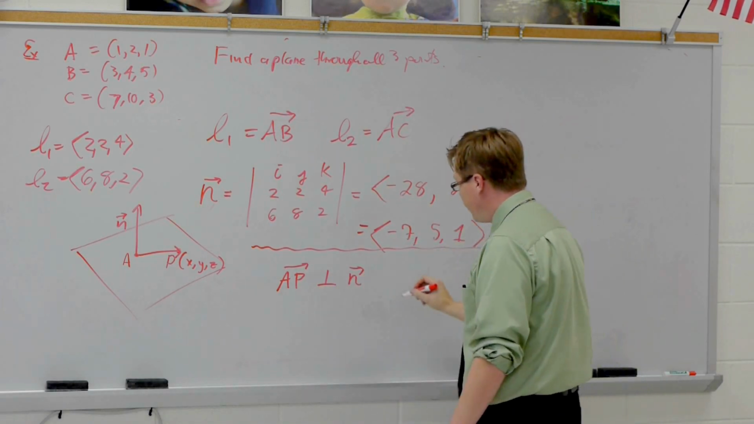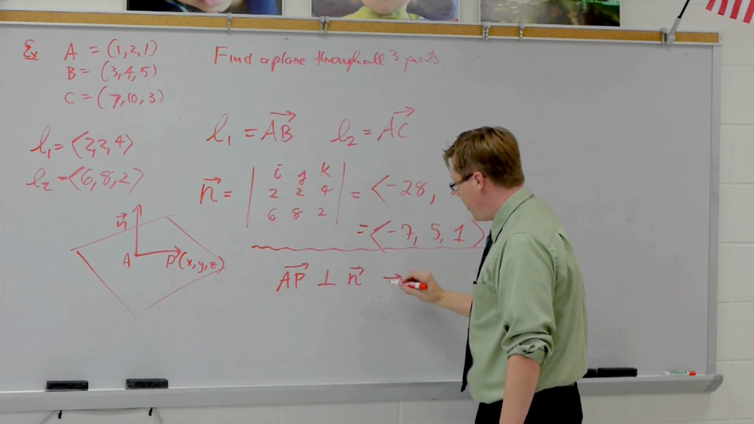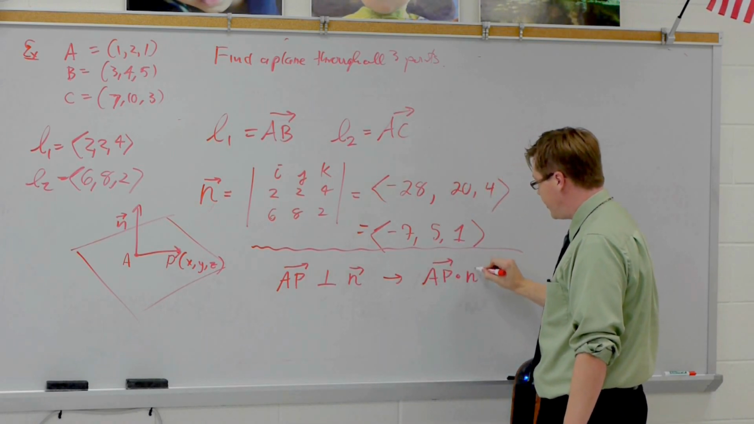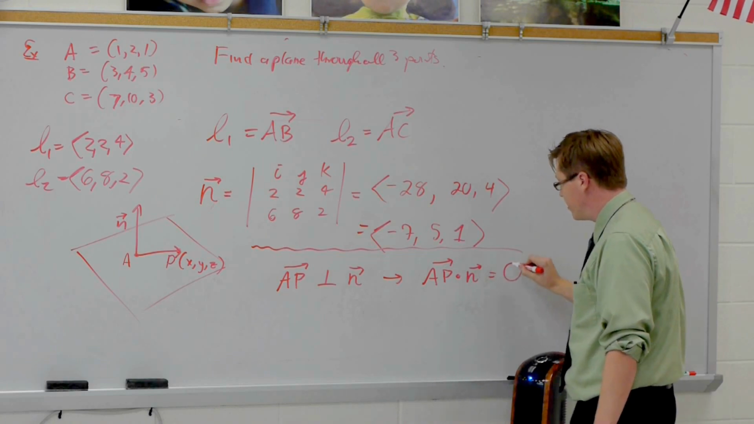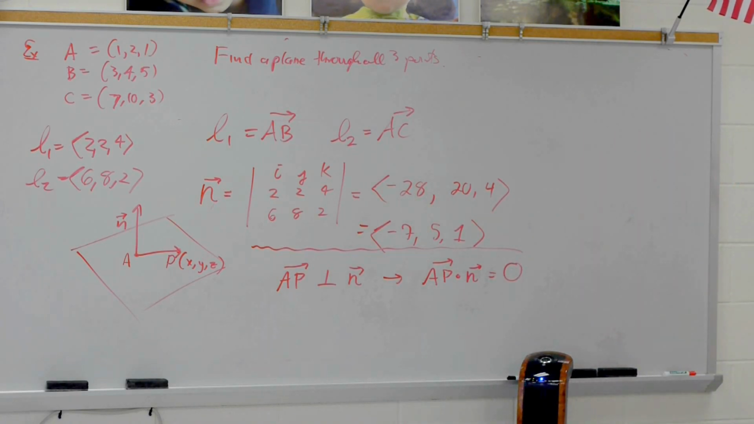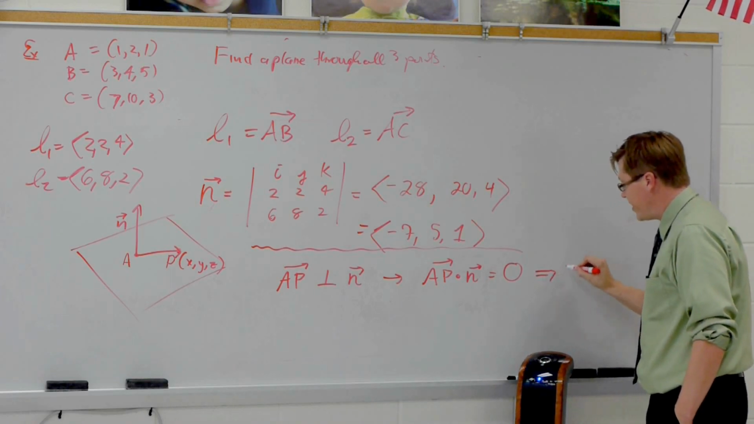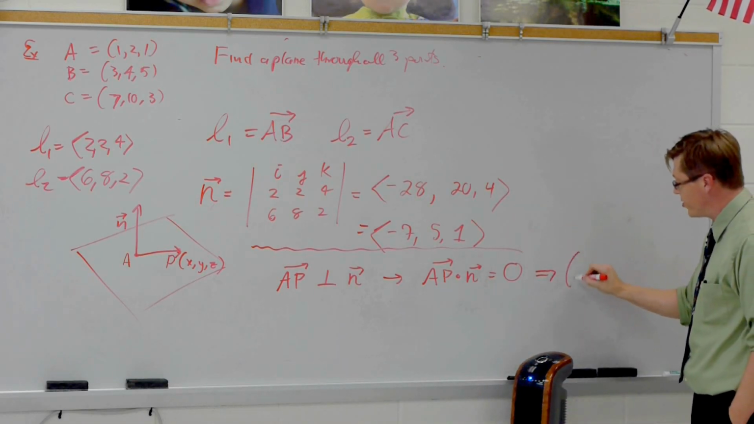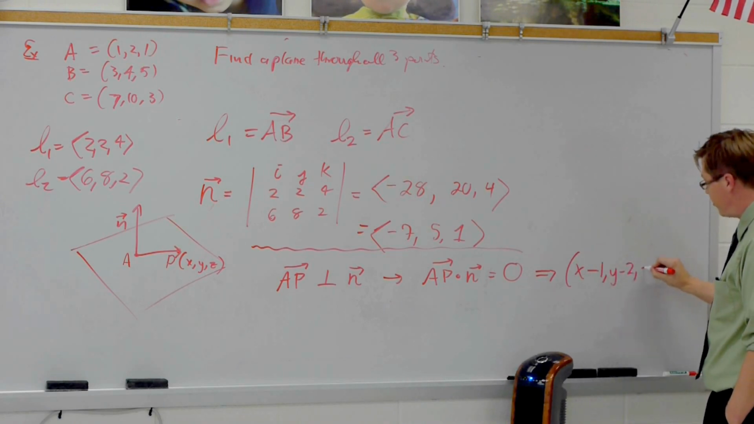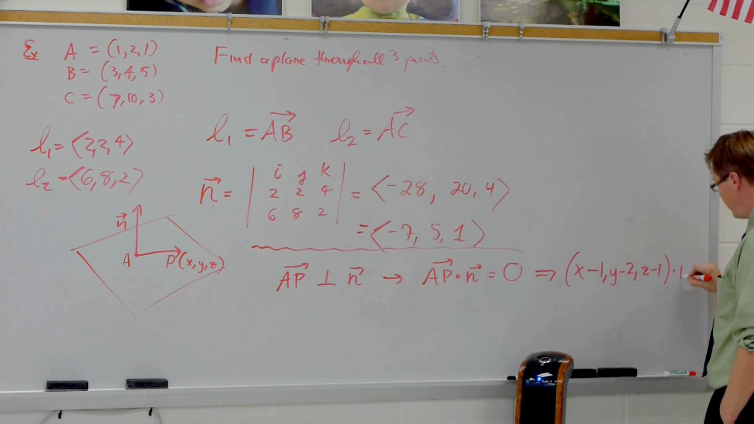So if AP is perpendicular to n, that means that AP dot product n equals 0. And I know what AP is. It's the displacement vector, so it's x minus 1, y minus 2, z minus 1.